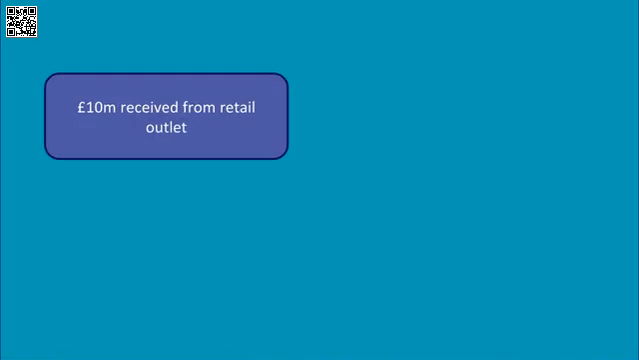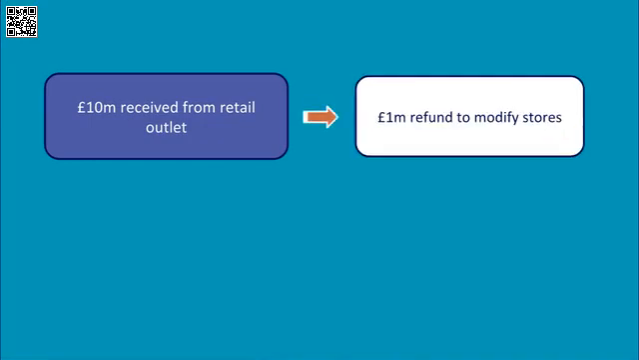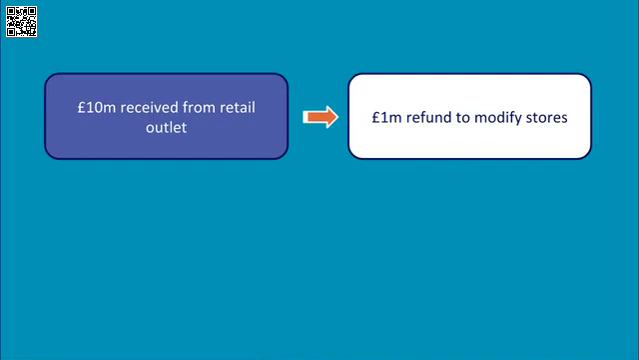Imagine an entity receiving £10 million from a customer, the customer being a retail outlet who will sell the entity's product to the public. The entity provides the customer with a £1 million refund so that the customer's stores can be modified for the product to be displayed in a certain way.